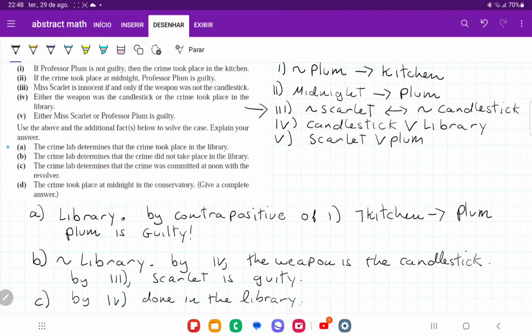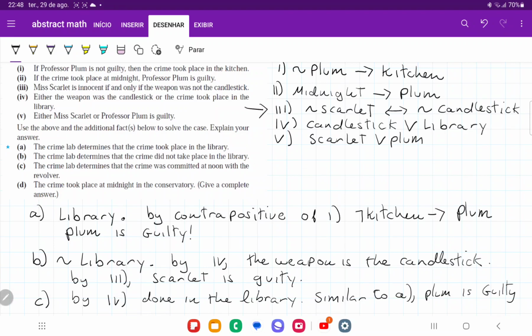And similar to the reasoning of A, where we use the contrapositive, we said, hey, if it was done in the library, then it wasn't done in the kitchen, and if not kitchen, then Plum. So similar to A, Plum is guilty.